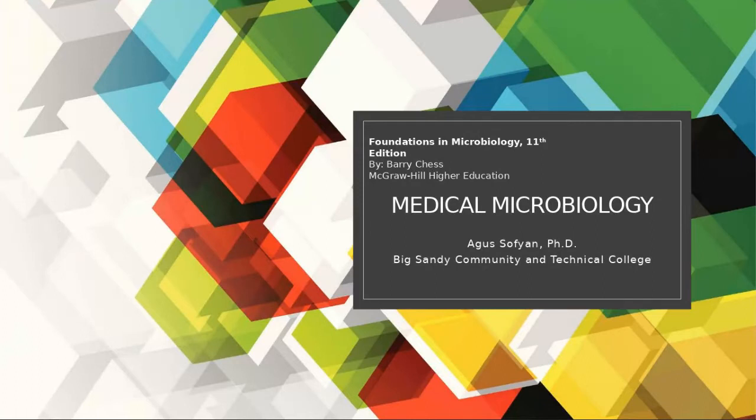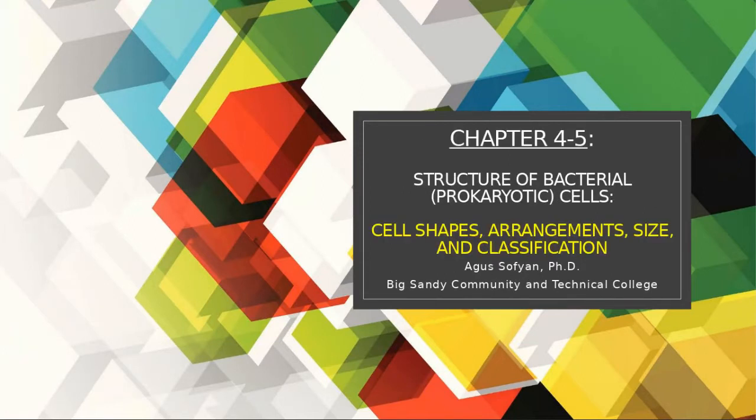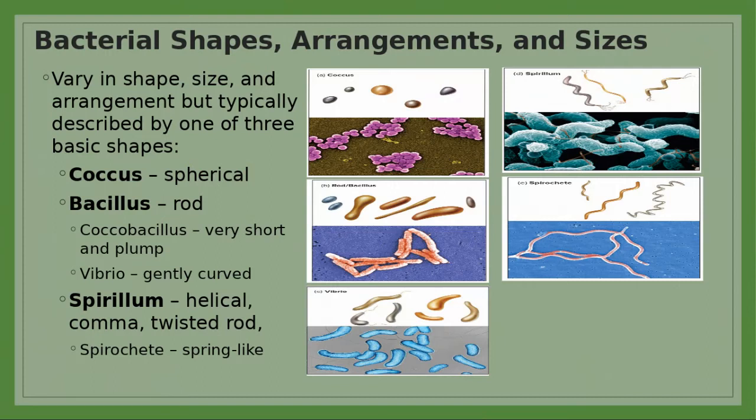So today we will continue chapter 4. This is going to be the last lecture of chapter 4, structure of bacterial or prokaryotic cell. Today we're going to discuss the cell shapes, arrangement, the size, and also classification of bacteria. Cell shape, arrangement, and size.